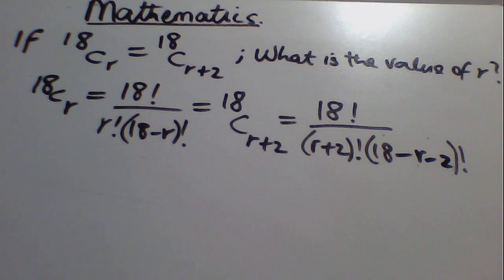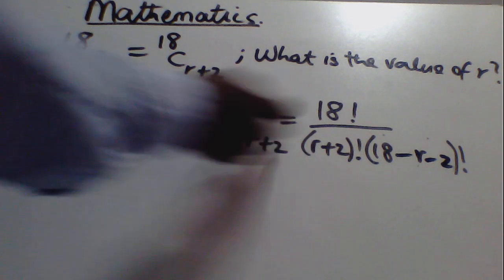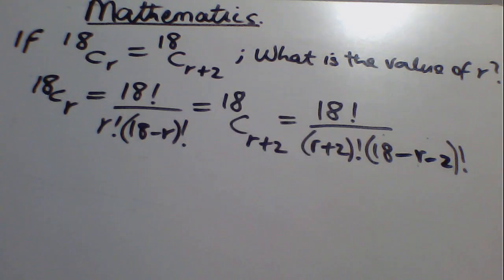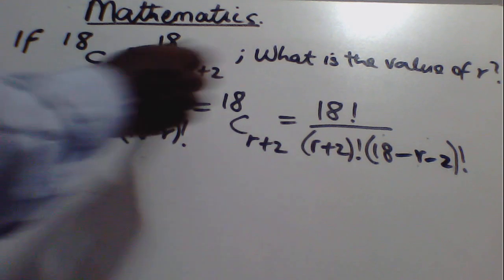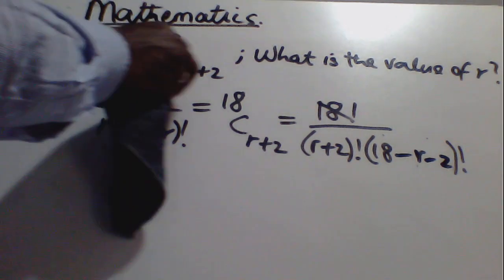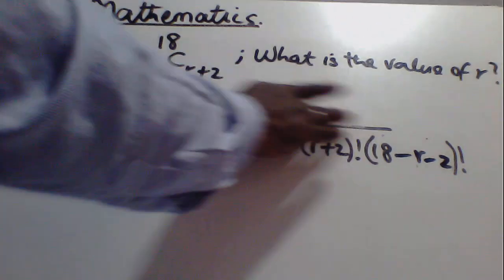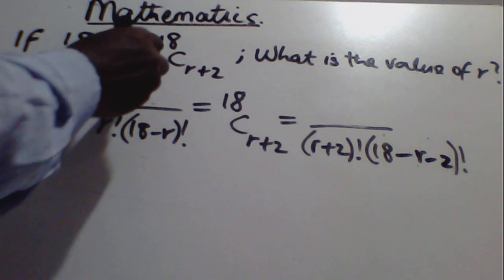In this case, the numerator of the left hand side has 18 factorial, and the numerator of the right hand side also has 18 factorial. The 18 factorials can cancel out because they are equal numerators. Once you do that, we have a value of 1. They nullify themselves to give us 1. So here will be 1, here will be 1.